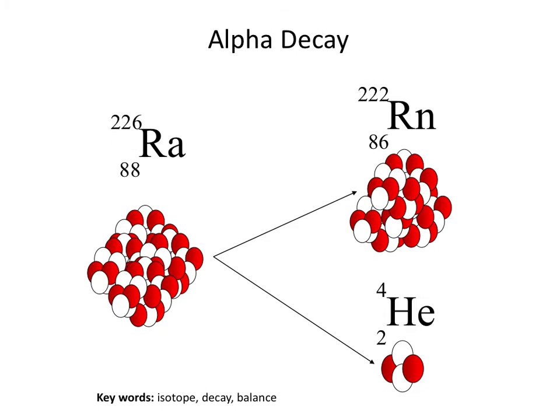Also we can see that we start off with an atomic number of 88, and when our helium nucleus, the alpha particle, is given out, the atomic number is going to drop by 2. 86 plus 2 is equal to 88. So we can just write 226 equals 222 plus 4. At the bottom we can write 88 equals 86 plus 2. So some really simple maths applied to something not so simple.